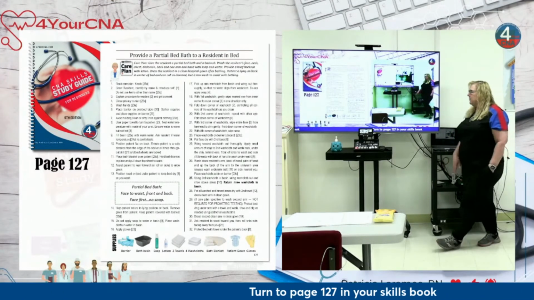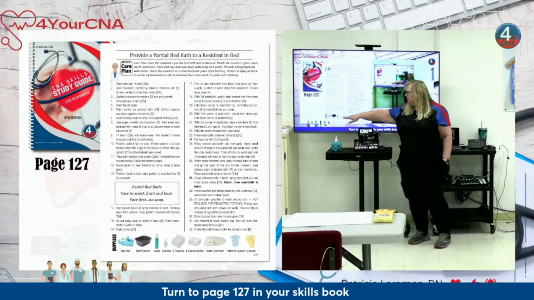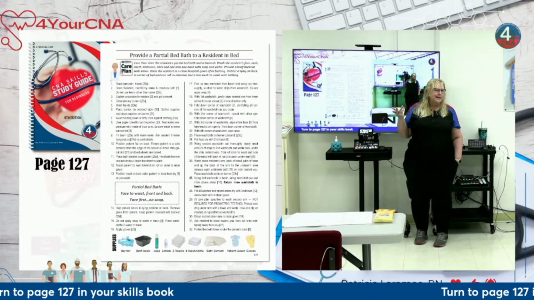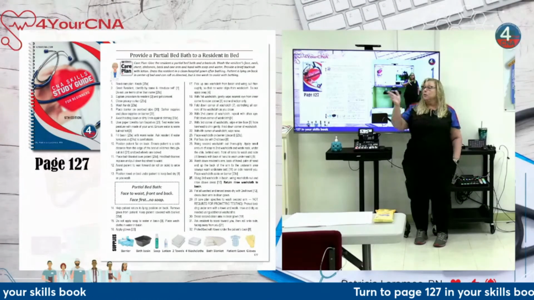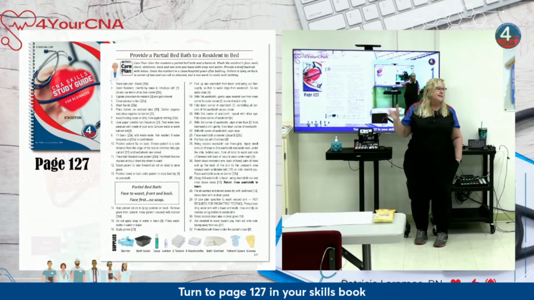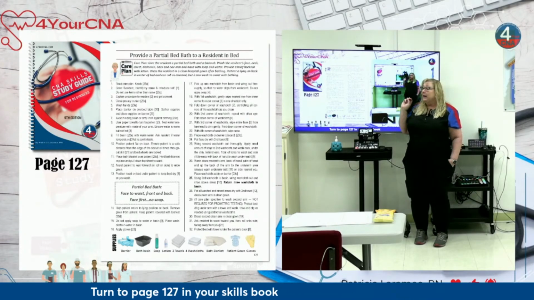Now, supplies for this one are at the bottom of the page. You'll see all of the supplies. There are a lot of supplies for this, but try to make it make sense. It's a washing skill, so we automatically need a basin and soap. We need washcloths and towel. Now, there are 2 towels, sorry.